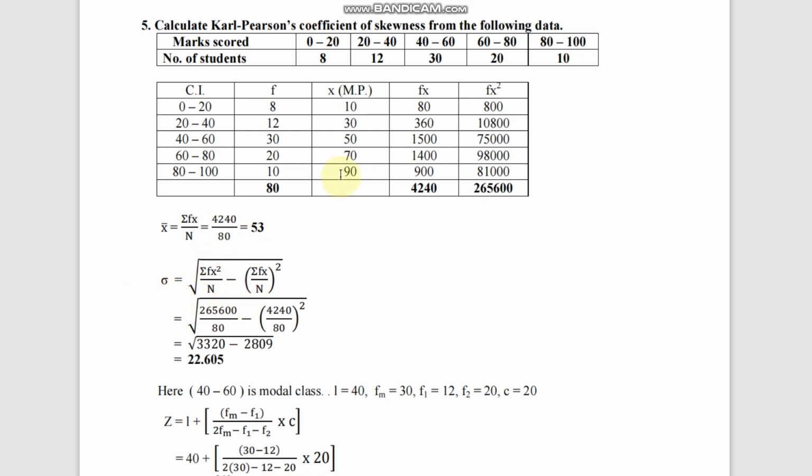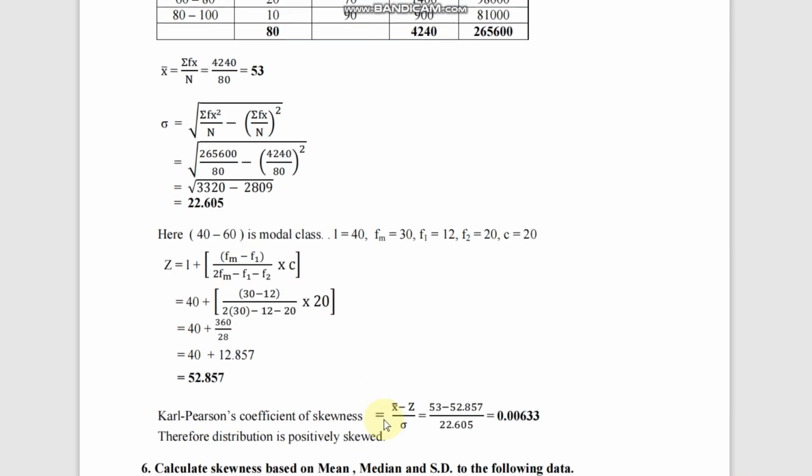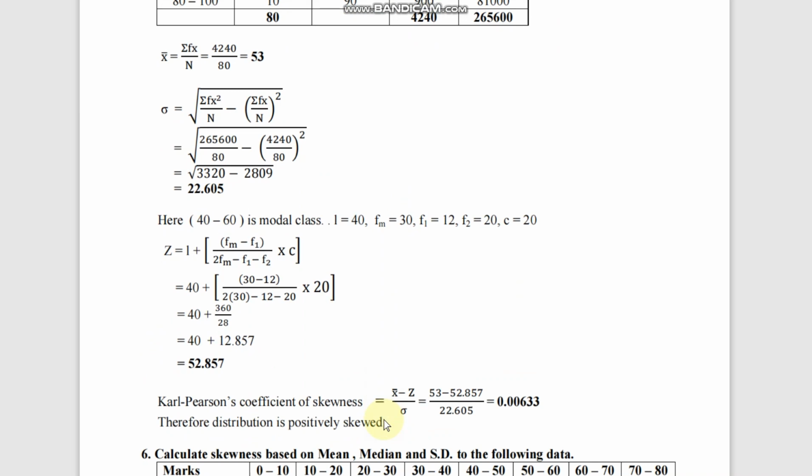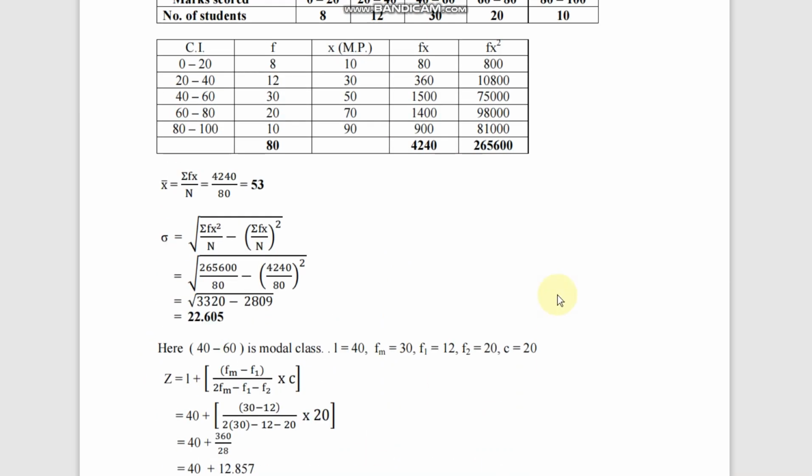For standard deviation, we can go for either this method or the u dash method. We can go for any method of standard deviation. The answer is clearly 22.605. And lastly we find the mode value here. For a continuous distribution, first we have to find the class belonging to the highest frequency. The highest frequency here is 30. The class belonging to the highest frequency is 40 to 60. So its formula is given by z is equal to L plus Fm minus F1 divided by 2Fm minus F1 minus F2 into C.